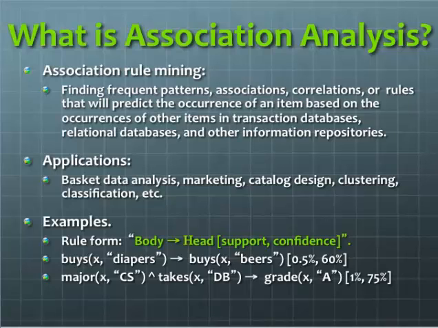Okay, first let's see what association analysis is. Association analysis, also called association rule mining, is a technique in the data mining area. Usually association rule mining is used to find frequent patterns, associations, correlations, or rules that will predict the occurrence of an item based on the occurrence of other items in transaction datasets, relational datasets, and other information repositories.